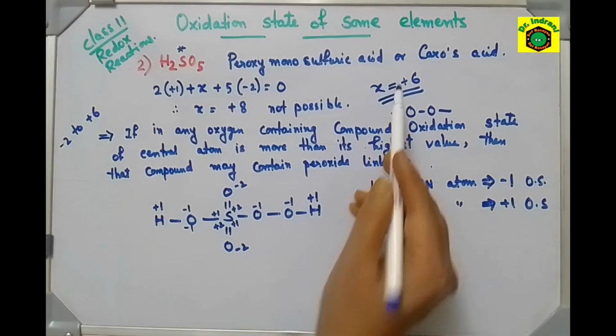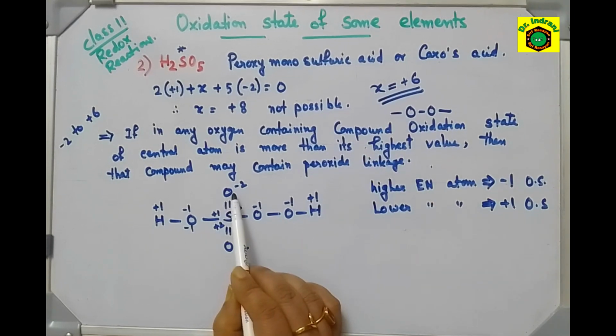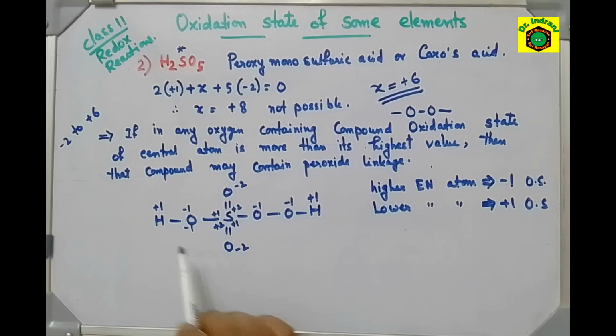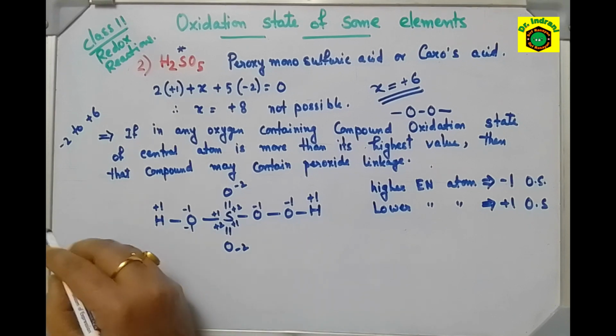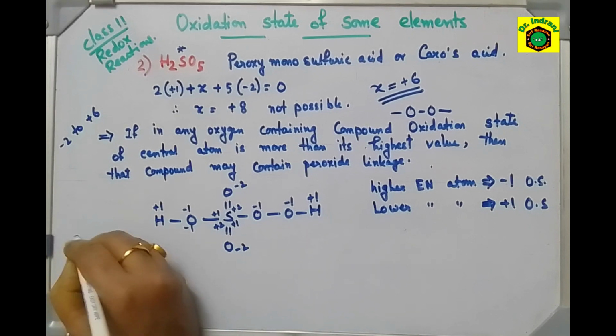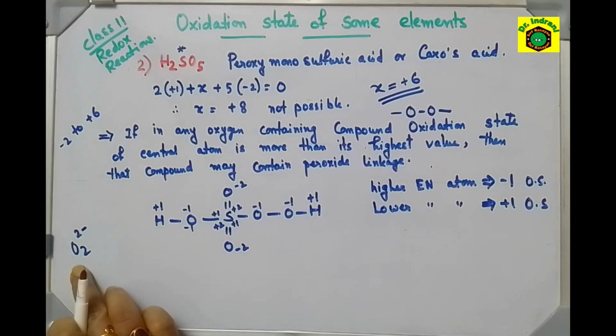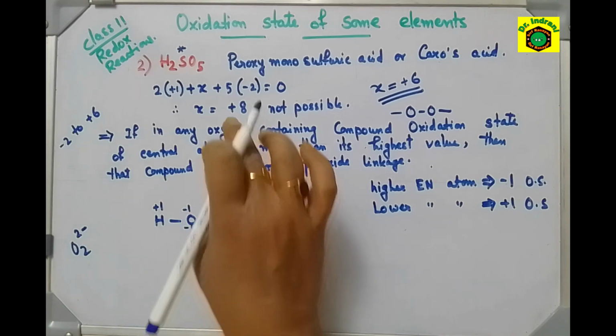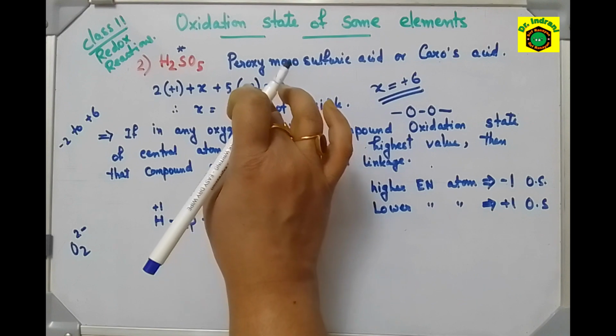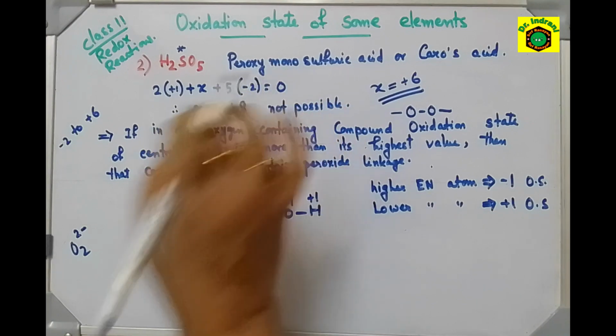Sulfur is getting +6 oxidation state. This oxygen is getting -2. This is getting -2. This one is getting -1 plus -1, so -2. And in peroxide we know each oxygen is having -1 oxidation state, because peroxide O2 altogether is having 2 minus. So each oxygen is in -1 oxidation state. So all oxygens are not having the same oxidation state. But here we have considered already -2. That's why we are not getting the proper answer.